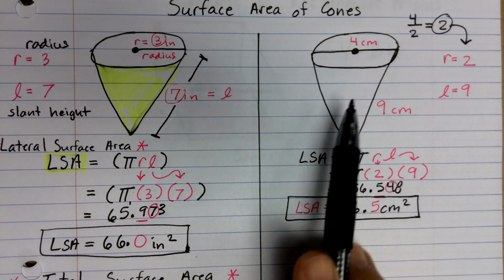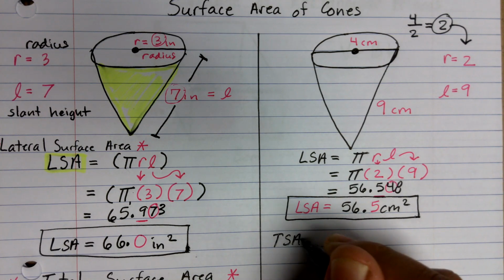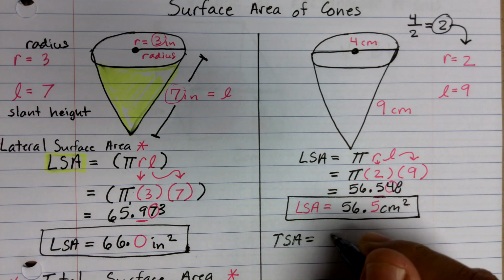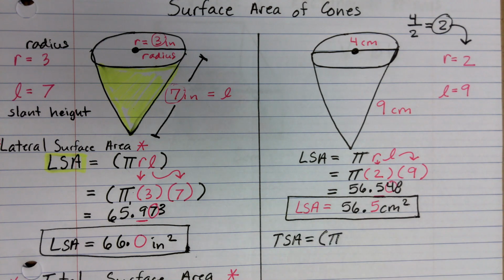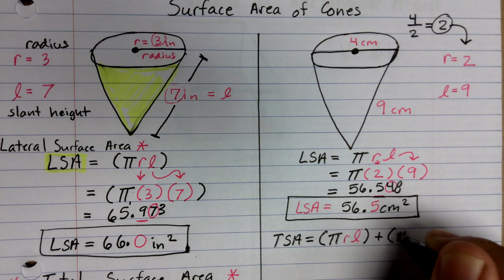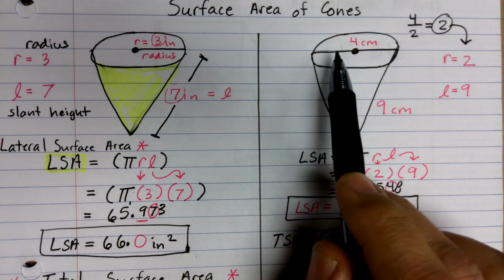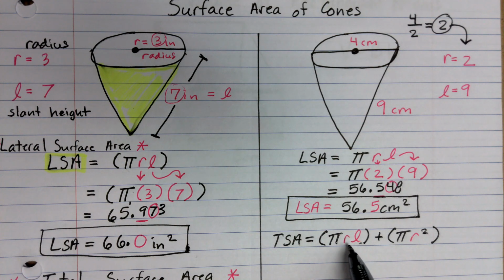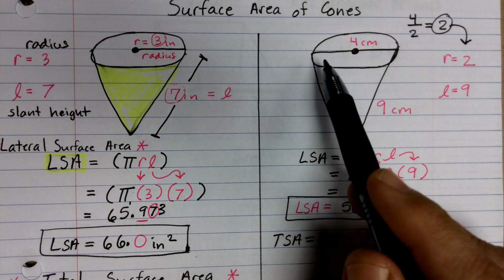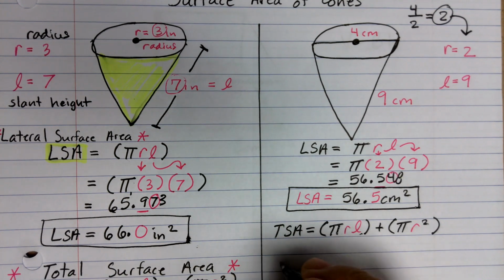So to go ahead and find the total surface area of example number 2 on the right, I'm going to write my formula. TSA is equal to pi times the radius times the slant height plus pi times the radius squared. And this pi radius squared just represents the circular portion on top, and the pi times the radius times the slant height represents the lateral surface area on the bottom. So we're adding them together so we get the total surface area. So let me go ahead and write that.